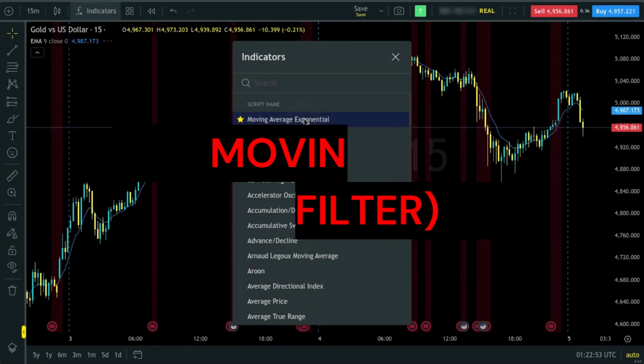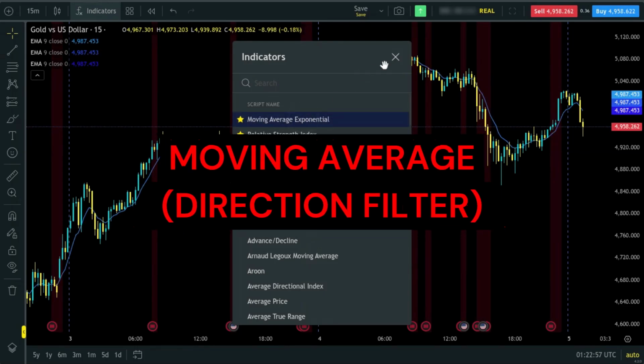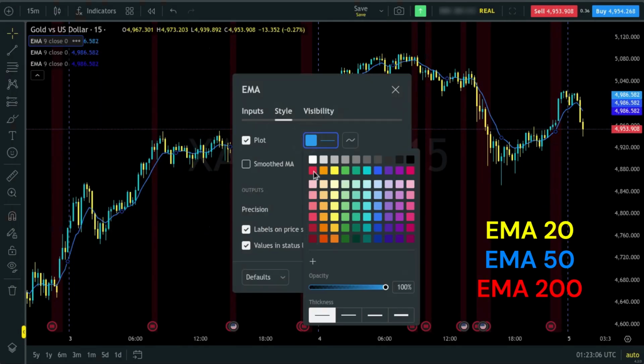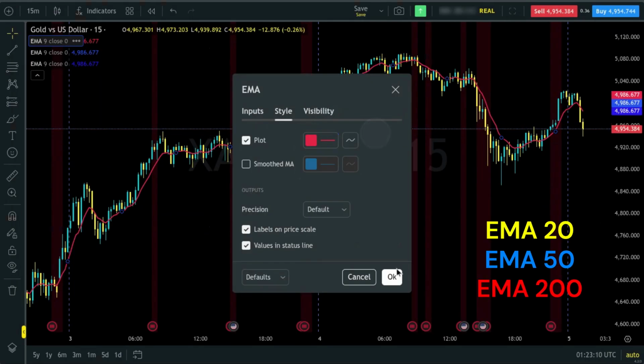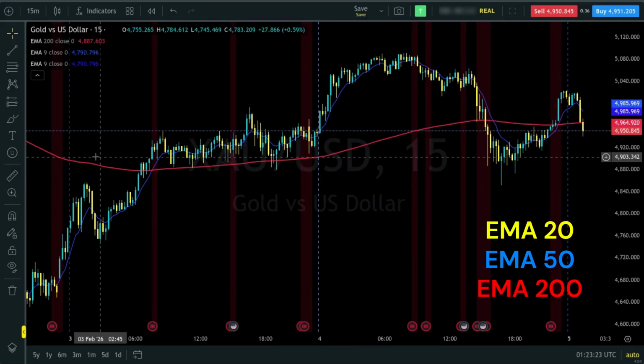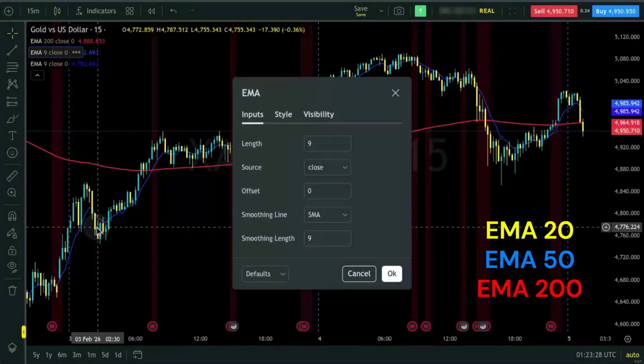Indicator 1: moving average, direction filter. The first indicator I use for gold scalping is a moving average. Why does this work well on gold? Because gold often trends strongly during sessions. And when direction is clear, half of your psychological stress disappears.